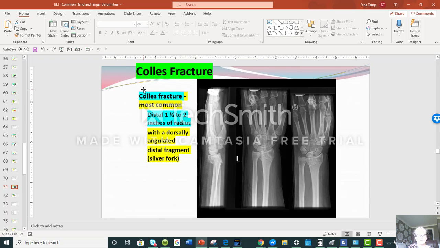And here's your Colles' fracture. Most common: distal 1/2 to 2 inches of the radius. And here, usually a dorsally angulated distal fragment, like a silver fork.